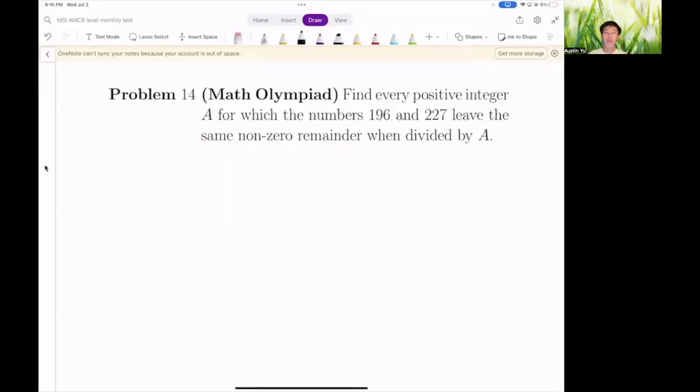Problem 14. Find every positive integer a for which the numbers 196 and 227 leave the same non-zero remainder when divided by a.